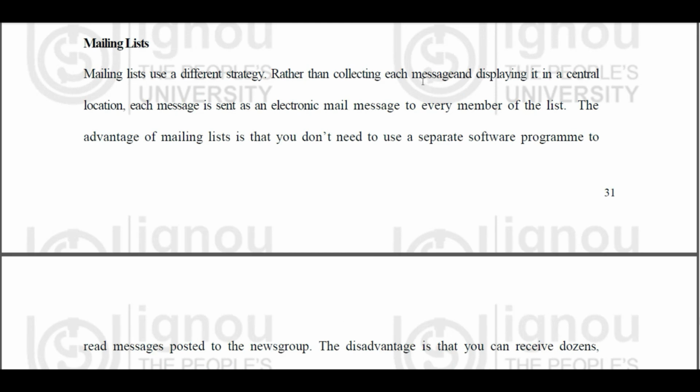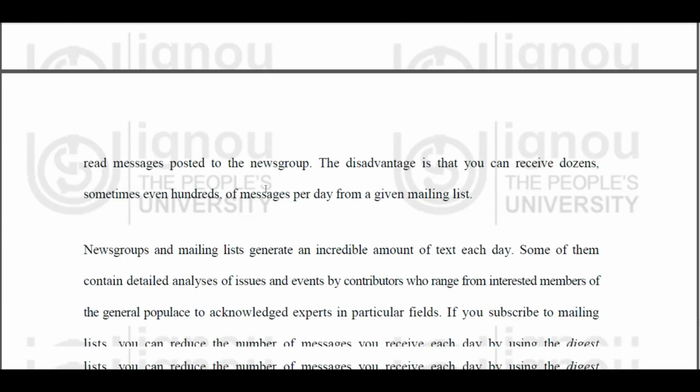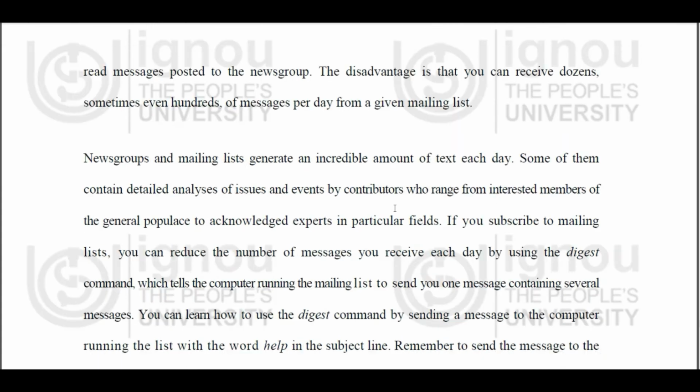Rather than collecting each message and displaying it in a central location, each message is sent as an electronic mail message to every member of the list. The advantage of mailing lists is that you don't need to use separate software to read the messages posted. The disadvantage is that you can receive dozens, sometimes even hundreds of messages per day for a given mailing list.